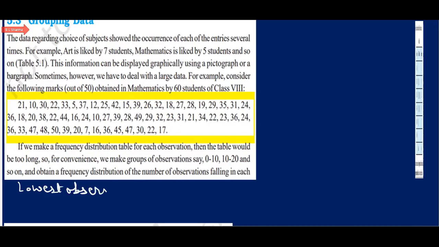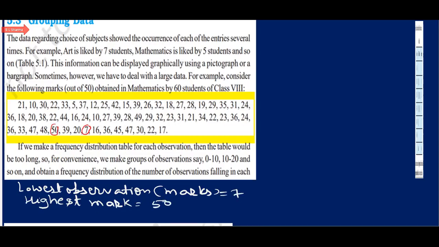means lowest marks. You will see here the lowest mark is 7, and the highest mark, if you go through the marks, the highest mark is 50. So we write here highest mark, that is 7, and that is 50.